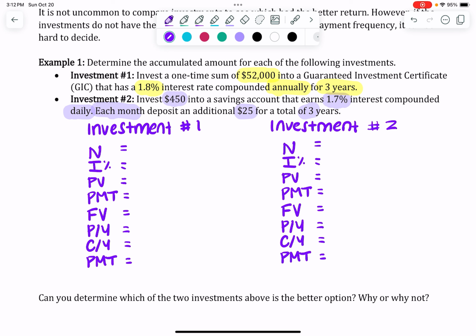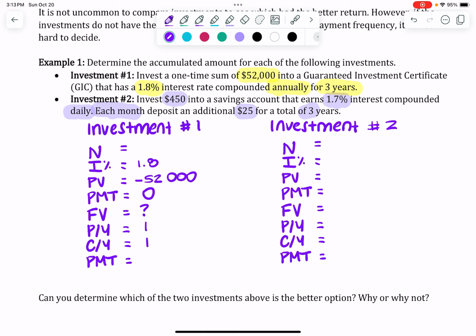Okay, hopefully you did it. Hopefully you plugged it in. Now investment 1 is very similar to anything we've done before. So no twists, no turns, should be fairly straightforward. My I% is 1.8. I'm compounded annually. I have a one-time sum, so a one-time investment. My PV is $52,000. It's negative because it's an investment. I know I'm not making any payments, no repeated deposits, so that's 0 by default, and 1 for PY.